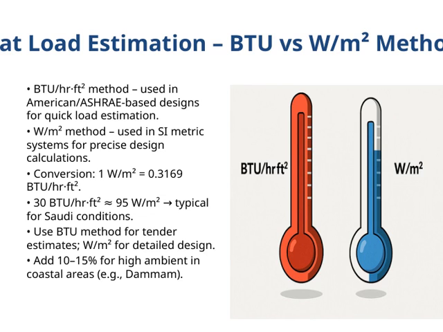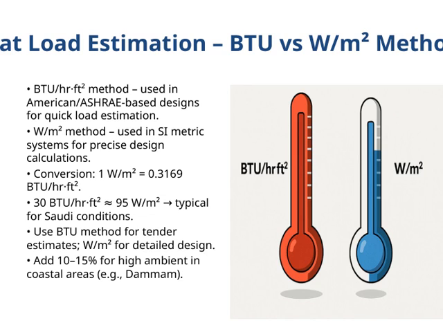A key point to remember is the conversion factor between these units. 1 W/m² equals approximately 0.3169 BTU/hr·ft². For context, a typical heat load in Saudi conditions is about 30 BTU/hr·ft², which converts to around 95 W/m².